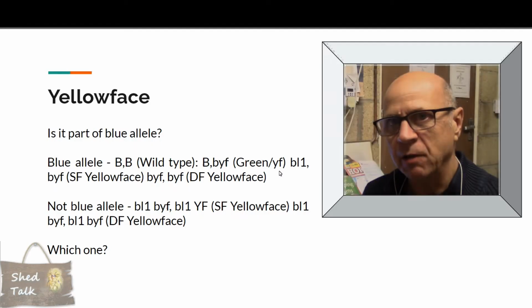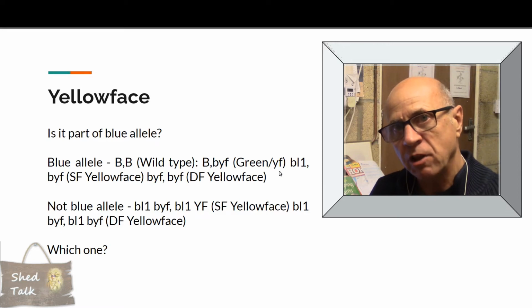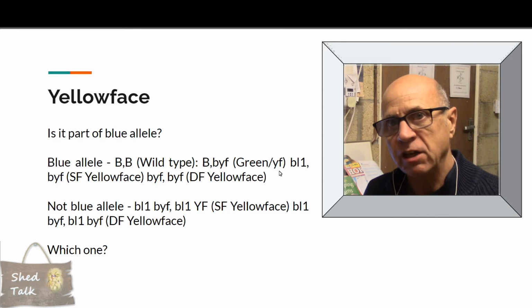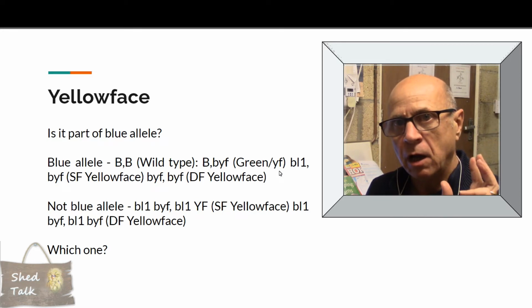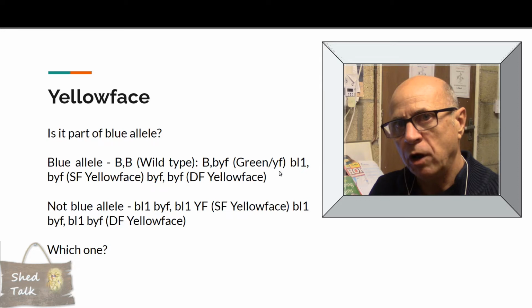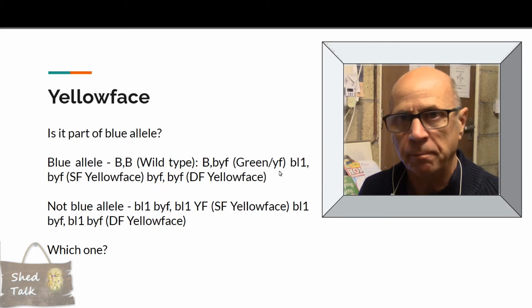So in part 8A we established that the Yellowface Mutant 1 was an allele of the blue gene, and indeed we managed to begin to establish a hierarchy for that particular gene family, with the green, wild type green, being dominant, and then the BL1, or the blue mutation 1, and BL2, blue mutation 2, being co-dominant, and when they're on the same bird they produce the Yellowface Mutant 1.